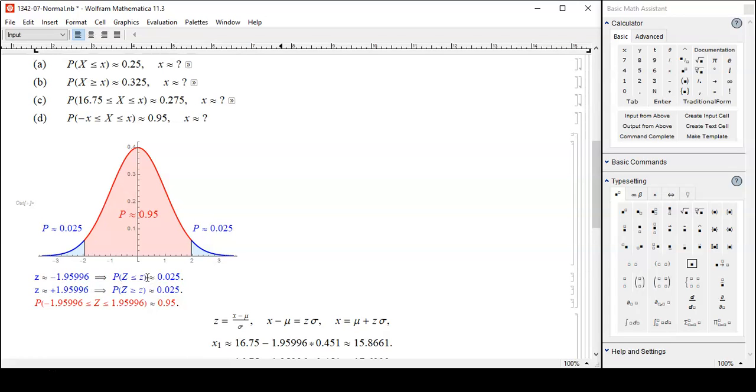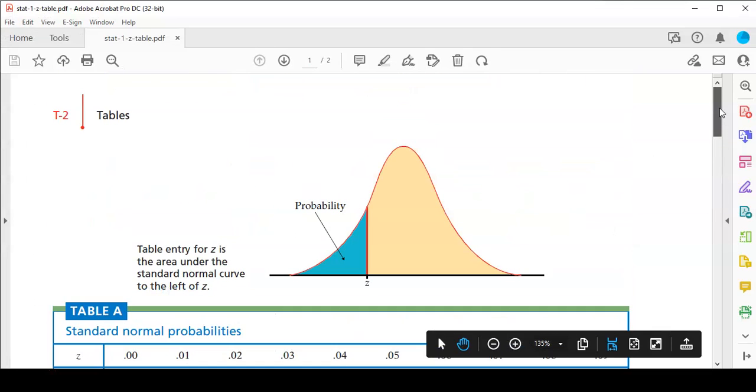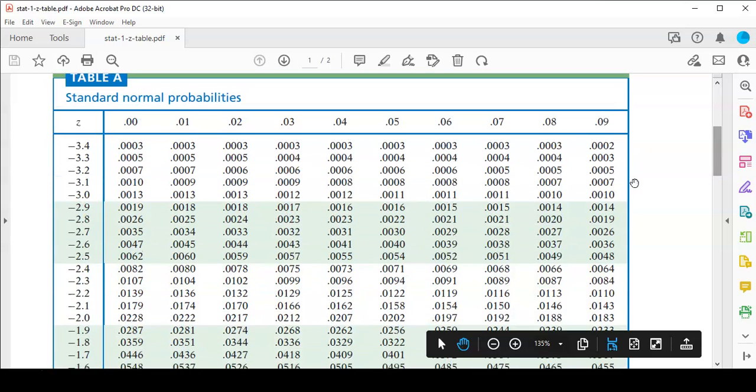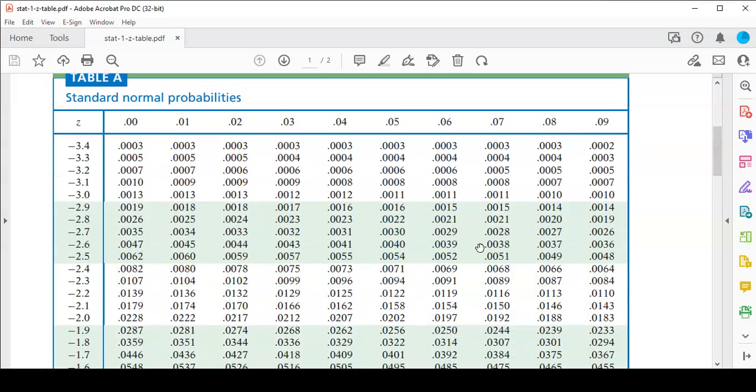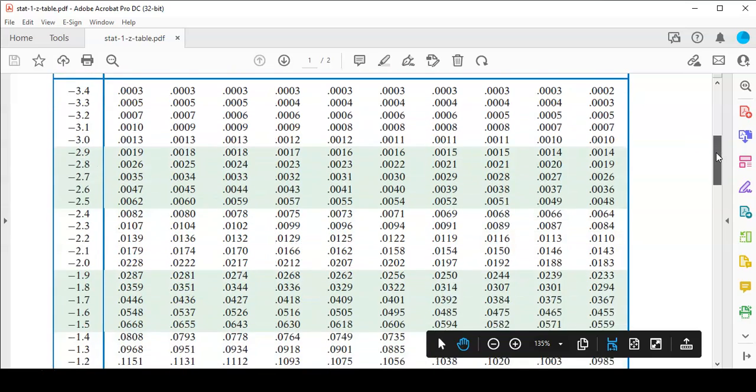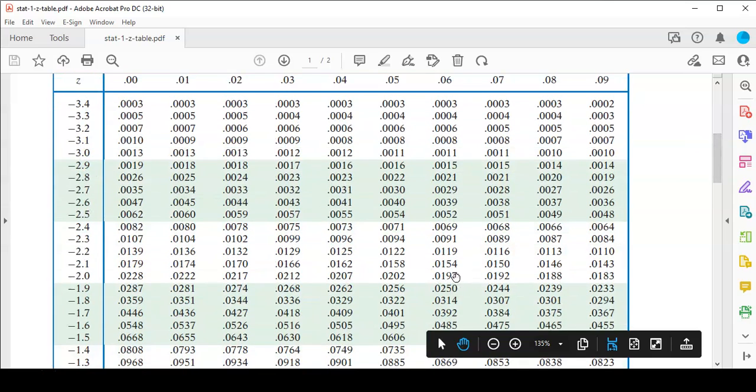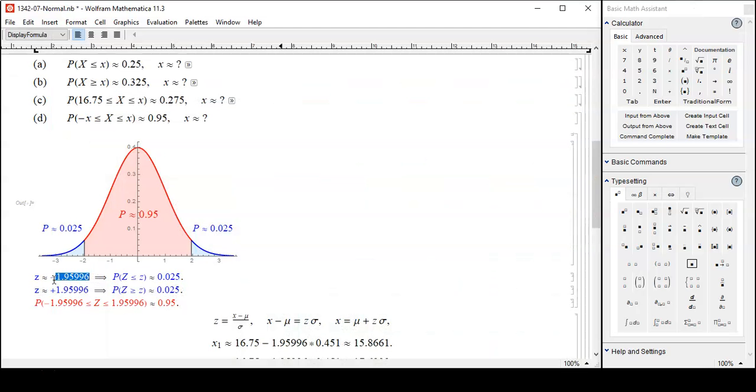Wait a minute. Oh, excuse me. I didn't do 0.975. I looked up 0.025, this one, 0.025. So if I look up 0.025, the z-score will turn out to be, let's see, 0.025, yeah, right here, and there's negative 1.96, negative 1.96.